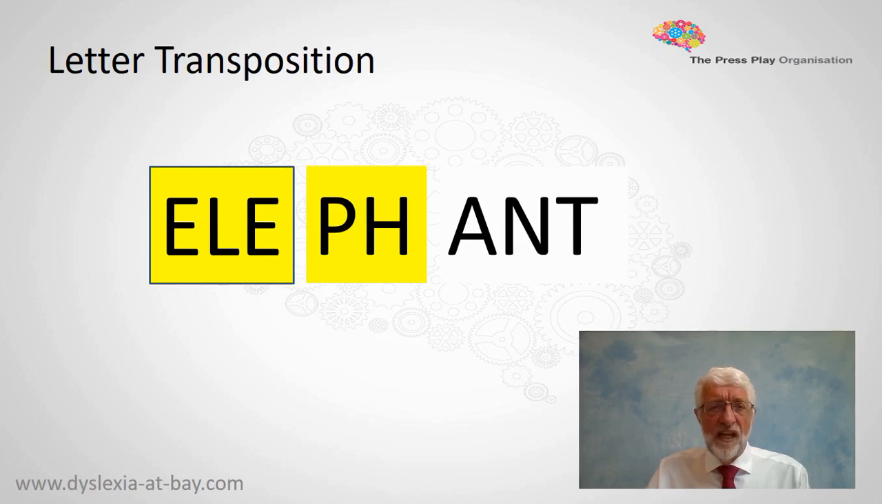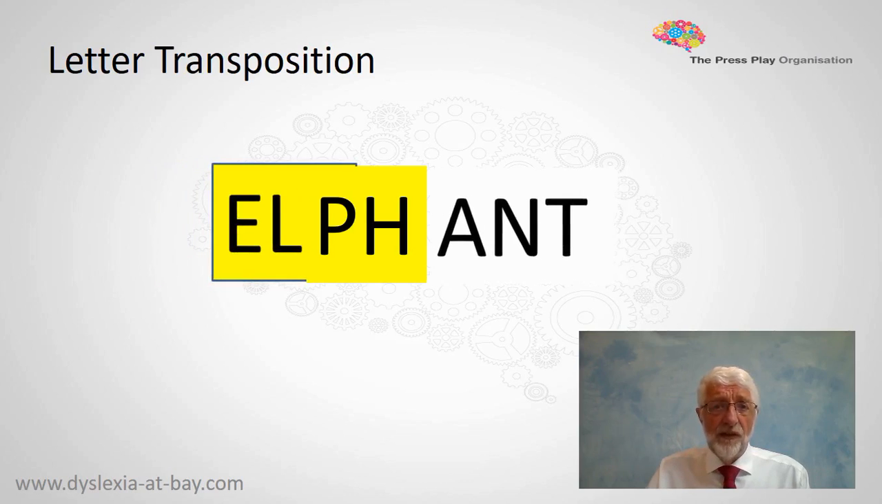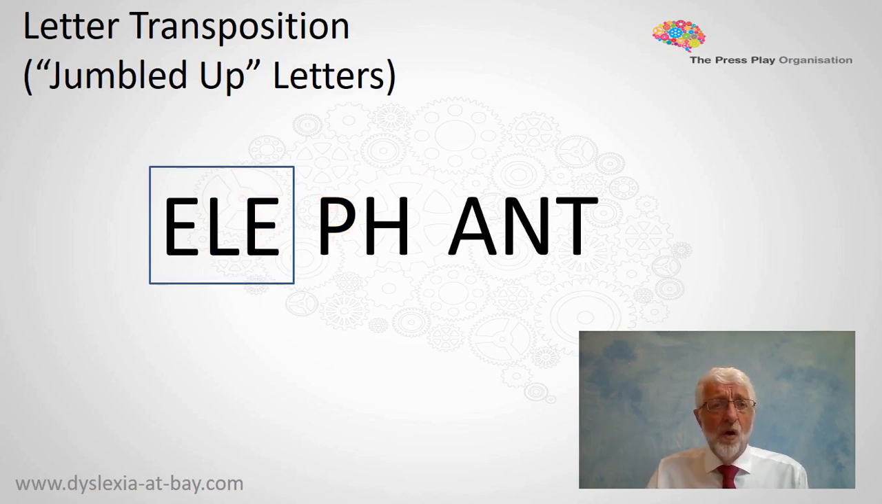Let's have a look at letter transposition. Here we have the first 2 pictures together, and we move one over the other like that, and then we move the third one over like that, and now when they spell the word elephant, they've left out letters. They've left out an E, and they've left out the H. Or, even worse, you can have jumbled up letters.